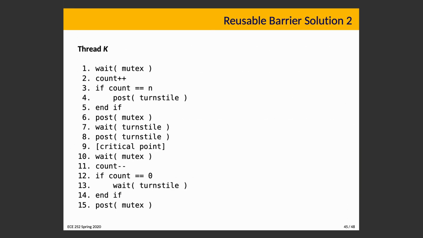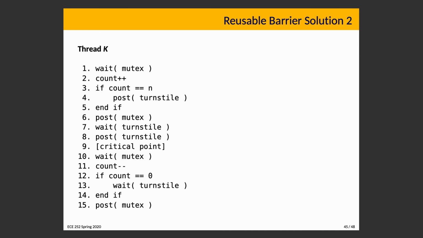Okay. So wait on the mutex is still the same. Count is incremented, and now the if count is equal to n, post on turnstile happens within this critical section, and post on mutex now happens at line 6. Okay, down below we wait on mutex at statement 10, decrement count. If count is 0, wait on the turnstile, and then end if, and post on the mutex is the last thing.